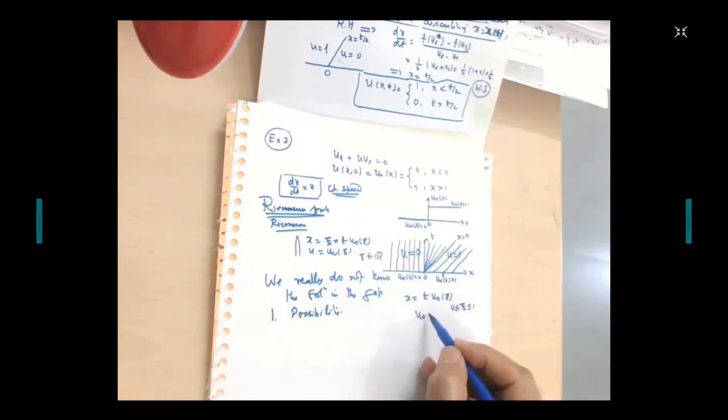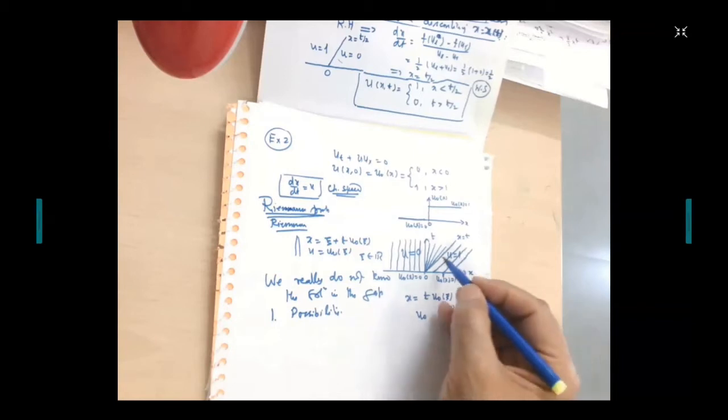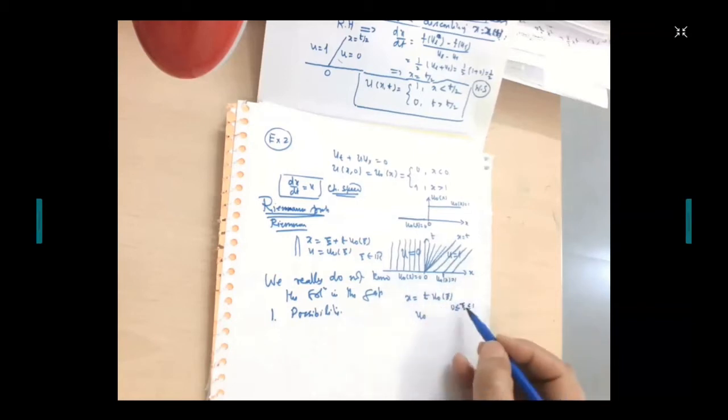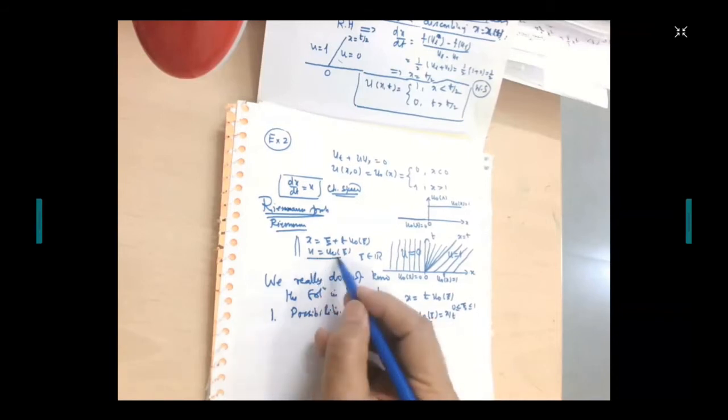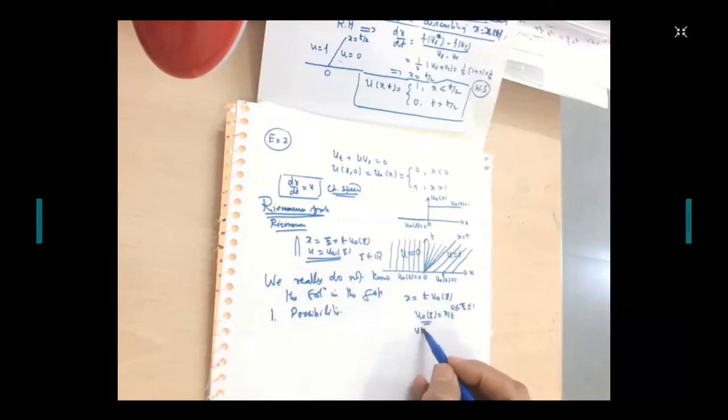So from here, what do we get? That u naught xi, what is xi? Xi is any x line between 0 and 1. So it's very clear, u naught xi is your x by t. What is u naught xi? U naught xi is u. Therefore, u(x,t) is your x by t. This is the solution in this gap.